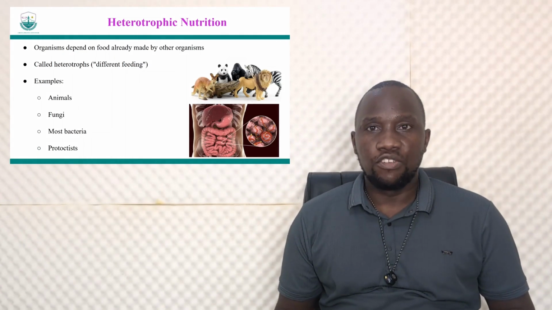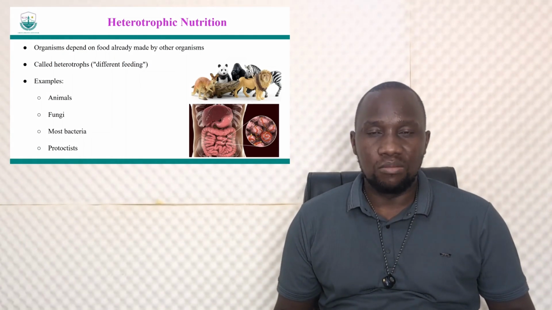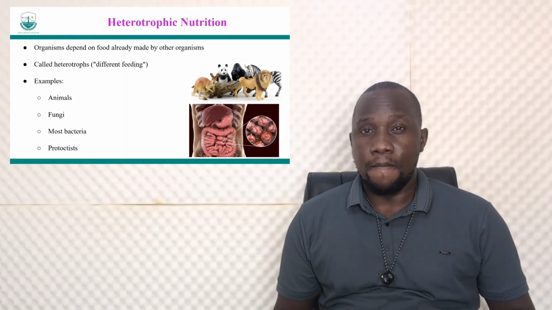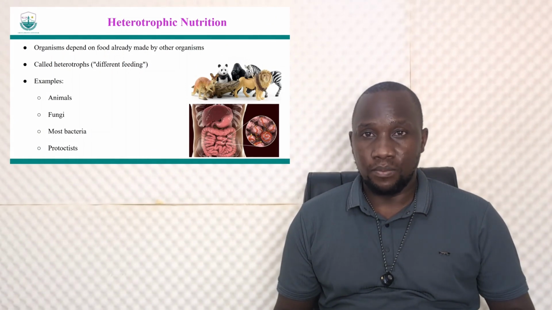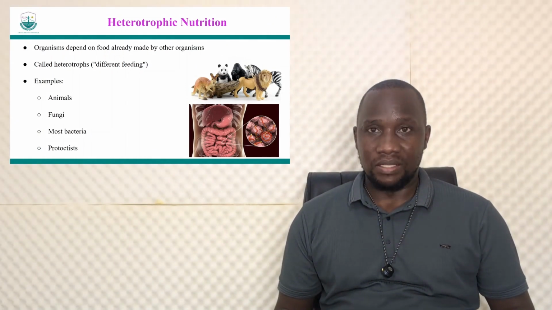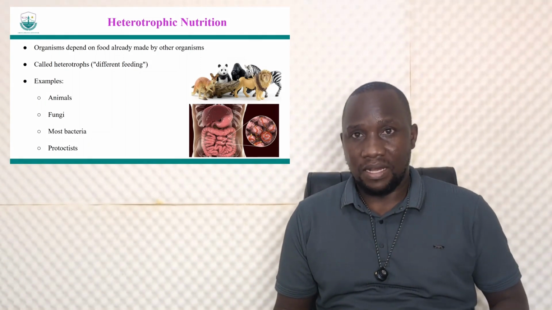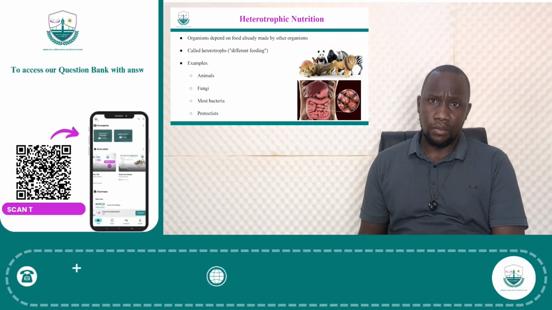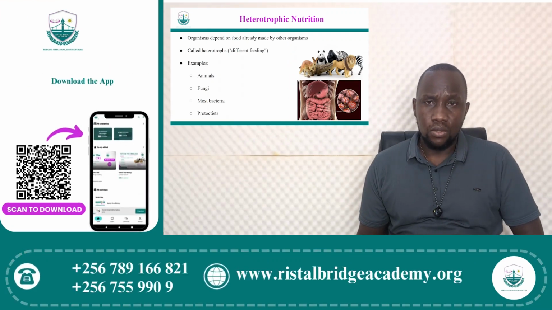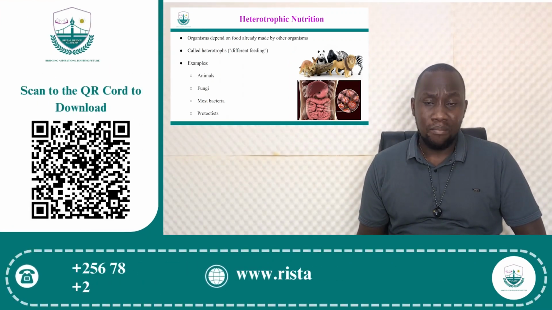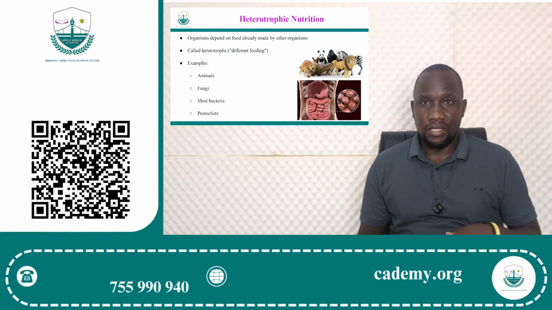So we move to heterotrophic nutrition. With this, the organism obtains food from other organisms. Okay, so they obtain already made food. So we can term them as heterotrophs. Okay, so this includes animals, fungi, some bacteria, and protists.